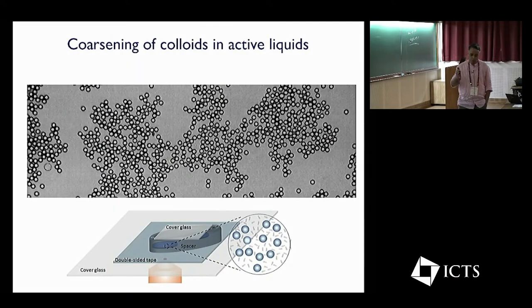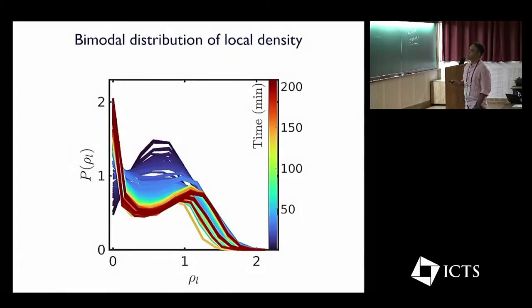Now we want to see what happens in active systems. So this is a simple picture of the experiment. We have bacteria and colloids mixed together, so a very simple experiment. The first thing that I want to show is the distribution of local densities. What we do is we have a field of view, we coarse-grain the density and then look at the distribution of the density. At short times, you have a unimodal curve, but then as time progresses, you see this bimodality coming in, which is a bona fide signature of phase separation in our system.